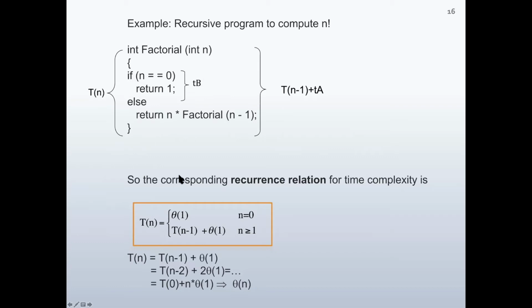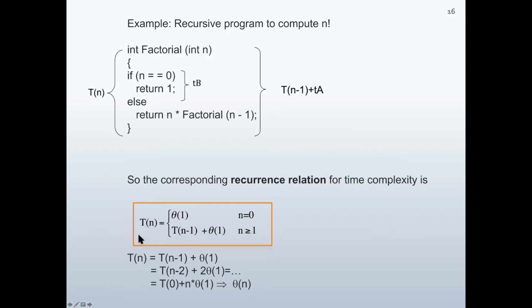So we can write a recurrence relation for the time complexity. T(n) is theta 1 if n is 0. However, it is T(n minus 1) plus theta 1 when n is greater than or equal to 1. After writing this recurrence relation, then we have to find out what T(n) is.